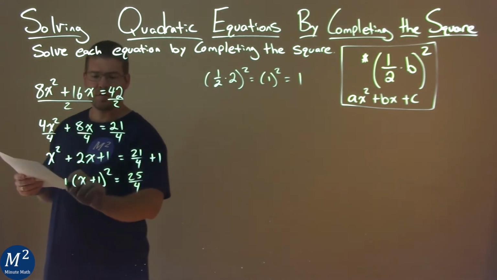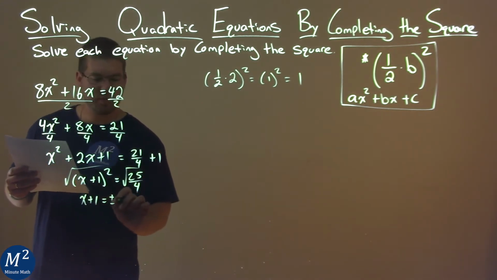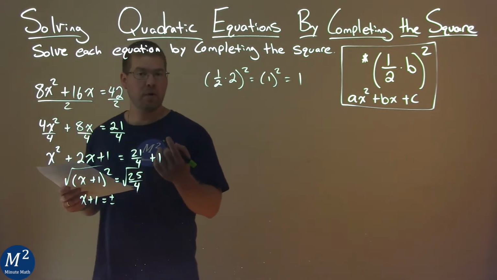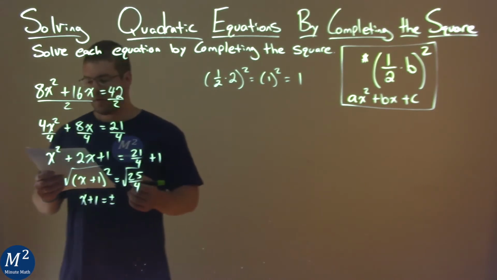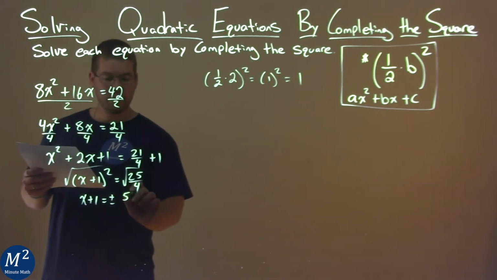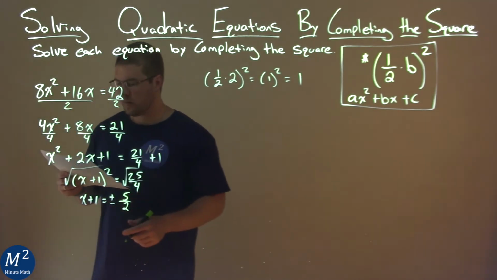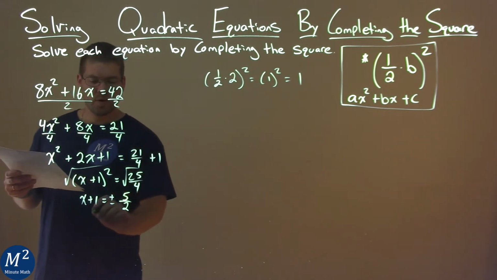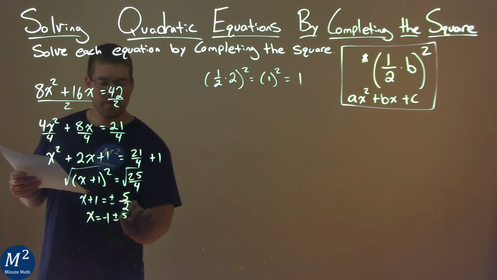We now take the square root of both sides. We have x plus 1 equals plus or minus. Now, if you remember when taking the square root of a fraction, it's the same as the square root of the numerator and then the square root of the denominator. Square root of 25 is 5, and the square root of 4 is 2. So we have x plus 1 equals, well, plus or minus 5/2. Subtract 1 from both sides, and you have x equals negative 1 plus or minus 5/2.